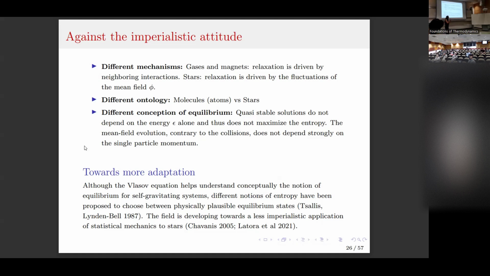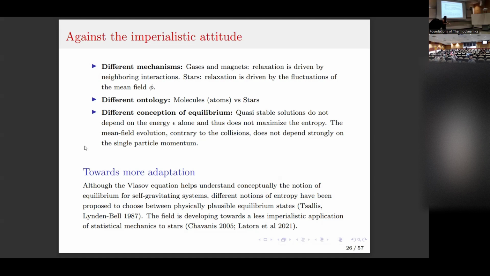In the case of magnets and gases, we have particles. In the case of self-gravitating systems, we have stars, right? But there is also a different conception of equilibrium. If we use the collisionless evolution, then we will have to understand equilibrium not in terms of stationary states, but in terms of metastable states, which will again lead to important differences in the way we understand and define thermodynamics for self-gravitating systems versus thermodynamics and statistical mechanics for gases and magnets.